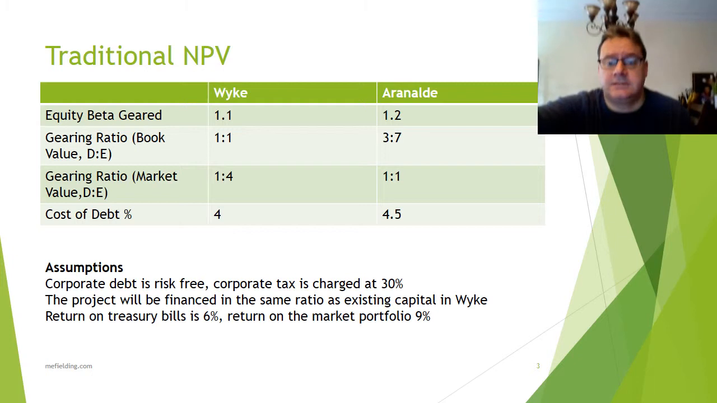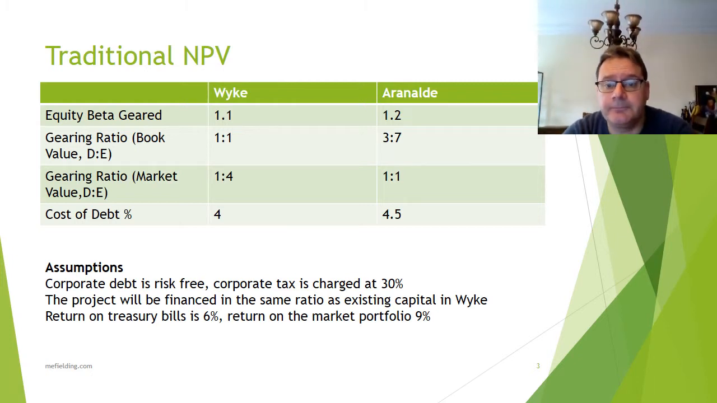And also reflects their own gearing. Right, then we've got the gearing ratio, which is book values. D/E is debt to equity, so Wyke is 50-50, 1-to-1, and Arinaldi is 3-to-7 on book values. Right, please remember, unless you have to calculate the actual amount of debt, that is irrelevant information. You always use market ratios or market rates. Right, gearing ratio, therefore, market value debt to equity in Wyke is 1-to-4, so debt represents 20% and equity is 80%. And Arinaldi is 50-50, so gearing is much higher in Arinaldi.